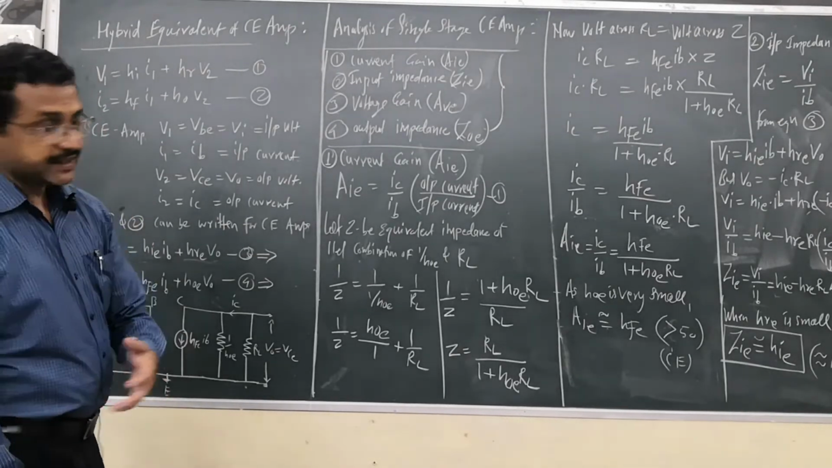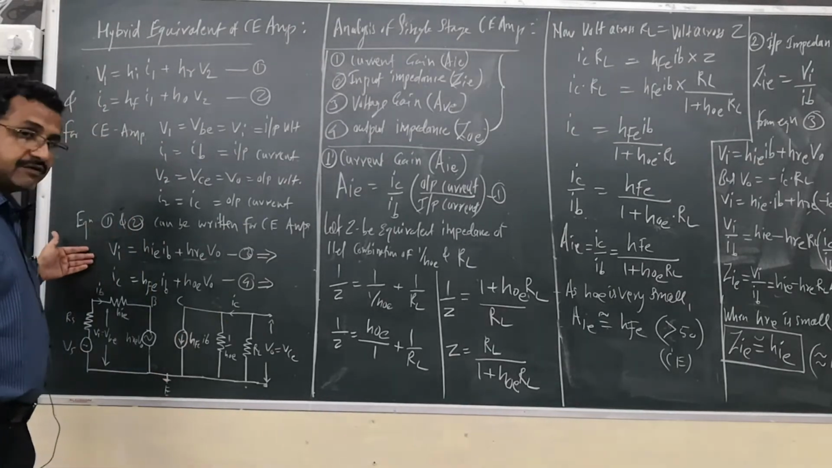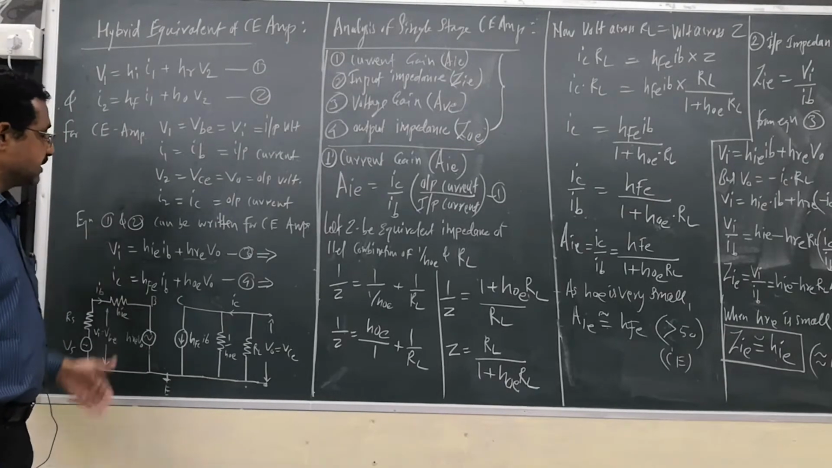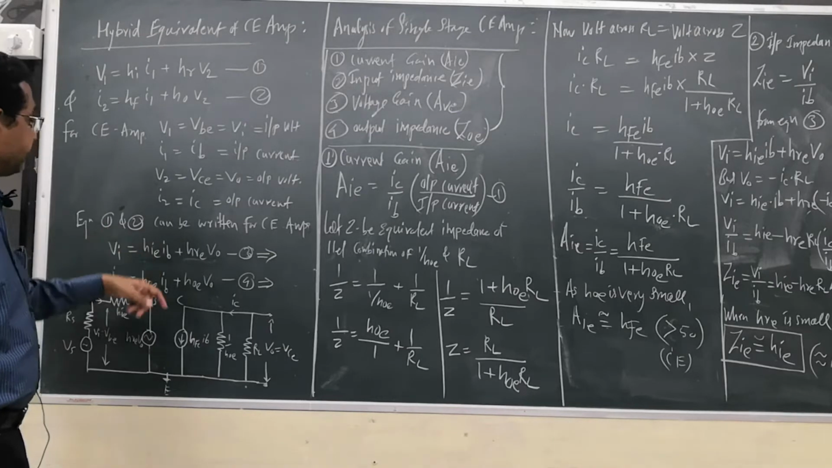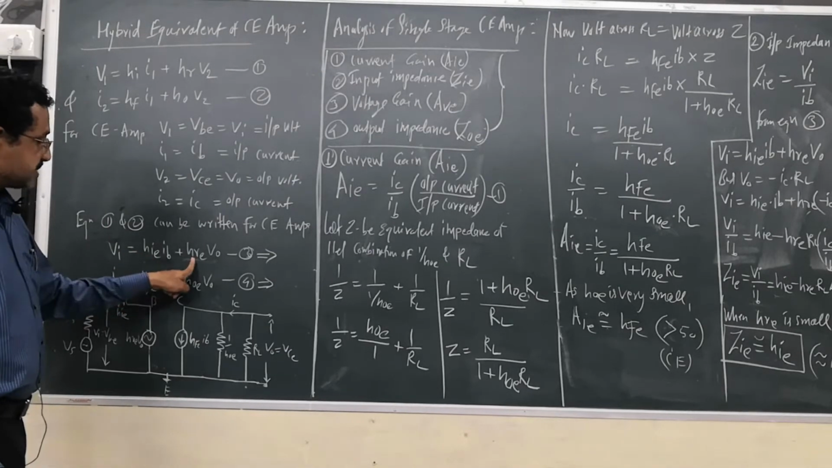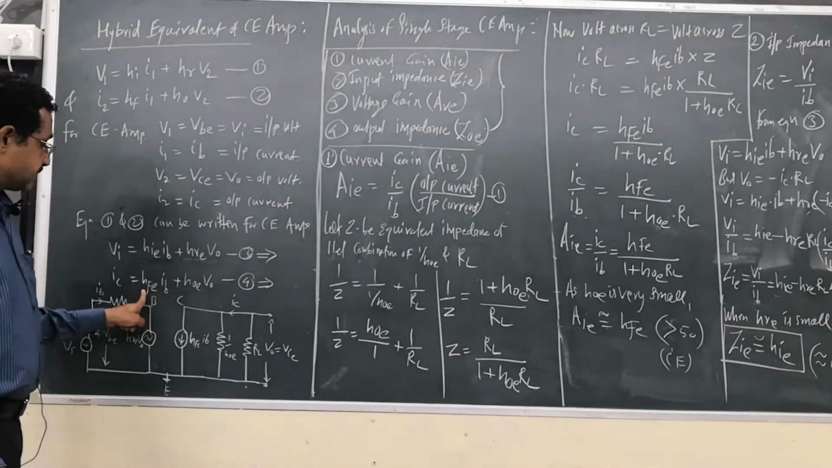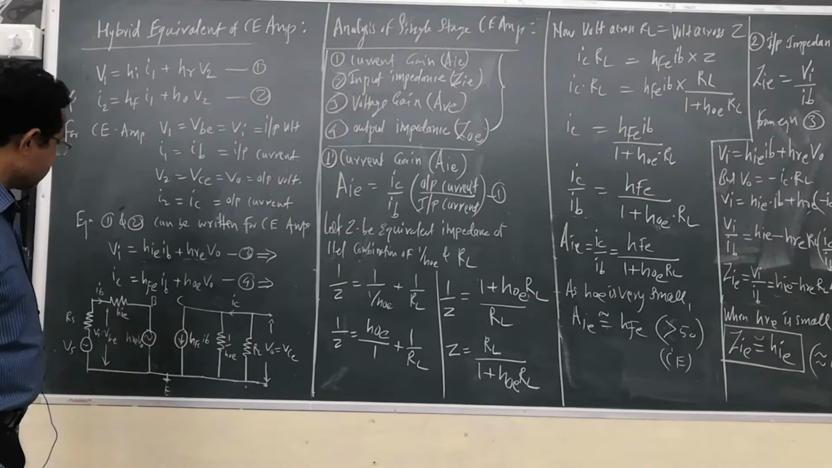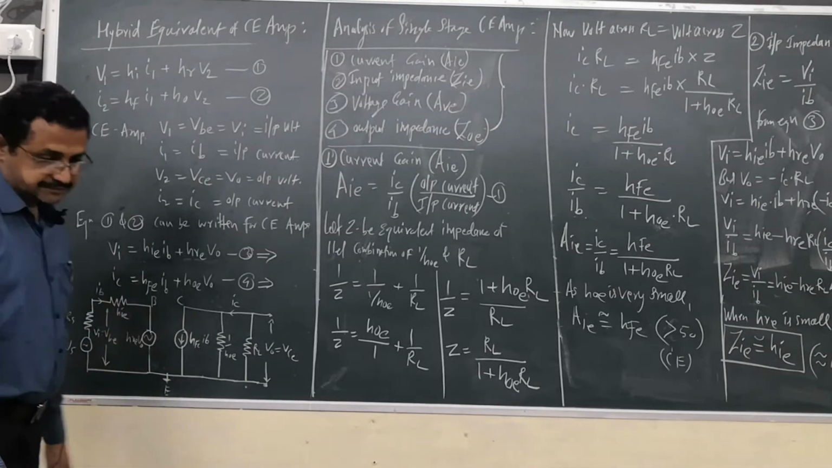So after applying the common emitter amplifier, we have obtained new equations, equation number 3 and equation number 4, by using the notations of the CE amplifier, where HI is replaced by HIE, HR is replaced by HRE, HF is replaced by HFE and HO is replaced by HOE. So you will observe from equation number 3.